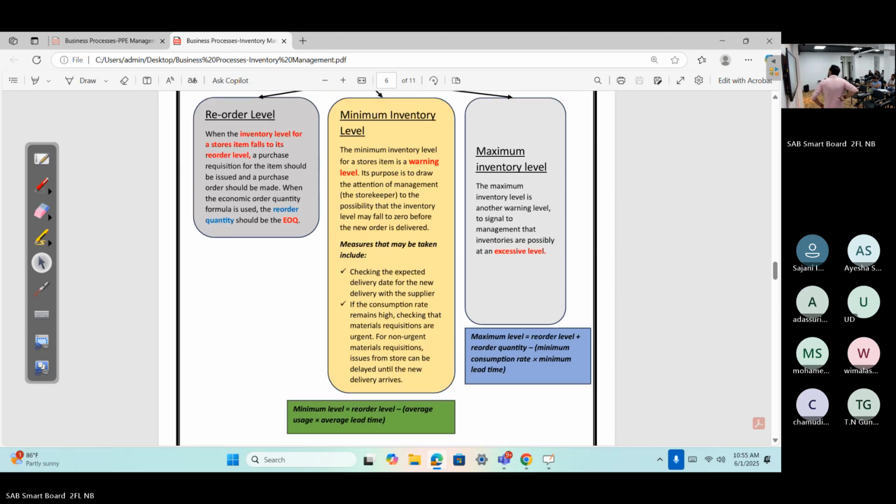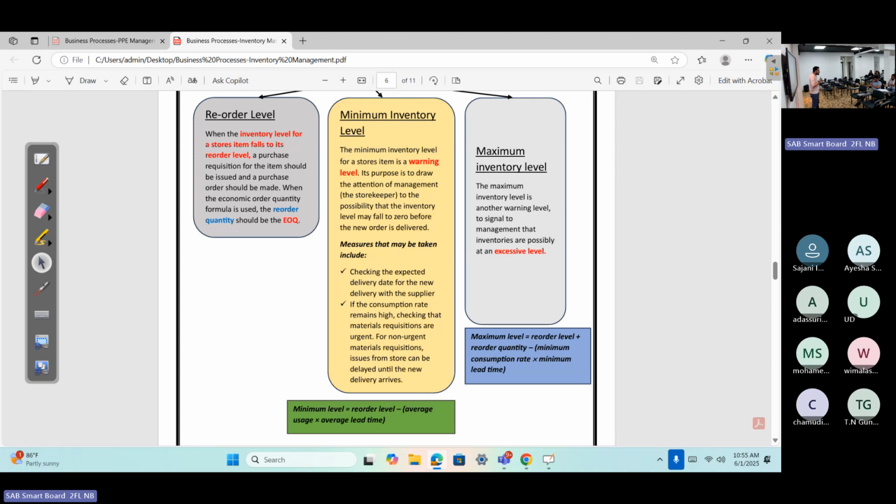Minimum inventory level. The minimum inventory level for a stores item is the warning level. As I explained earlier, for the next 5 days we need 50 items. If we have 50 items, the next 5 days' demand will be fulfilled. If we have only 30, we can't fulfill the demand. So 30 is not our minimum level; 50 is our minimum level. If we keep stocks beyond our needs, it is not good for the organization. So minimum level means 50.